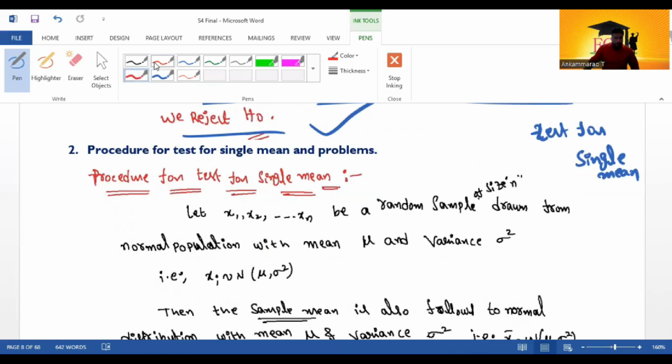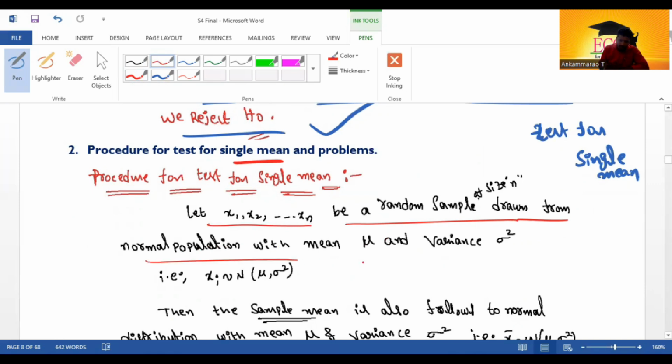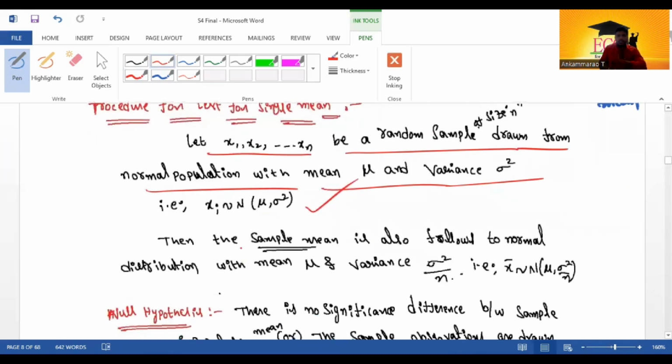మీరు మినిమం ఏం ప్రిపేర్ అవ్వాలంటే ఇక్కడ ప్రొసీజర్ ప్రిపేర్ అవ్వాలి. చూడండి, let x1, x2 and so on xn be a random sample of size n drawn from a normal population with mean mu and variance sigma square. That is, xi follows N of mu comma sigma square. Here then the sample mean also follows normal distribution with mean mu and variance sigma square by n.